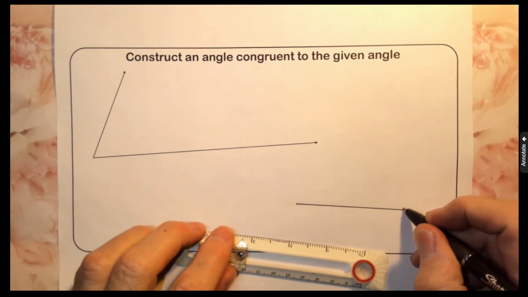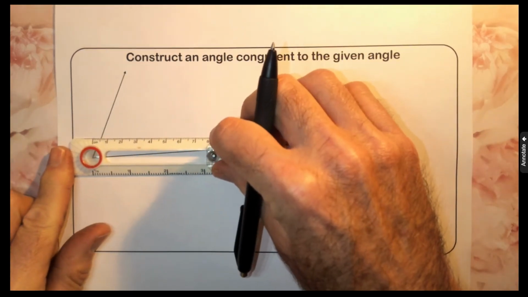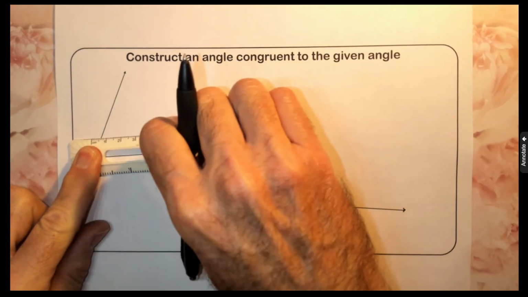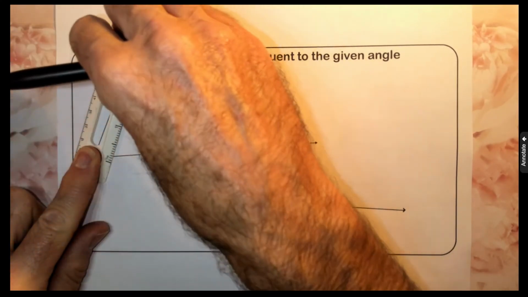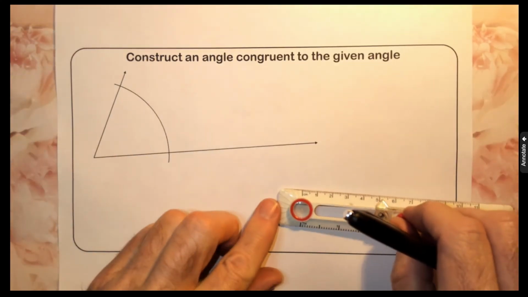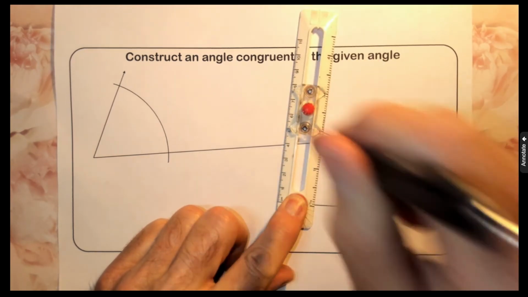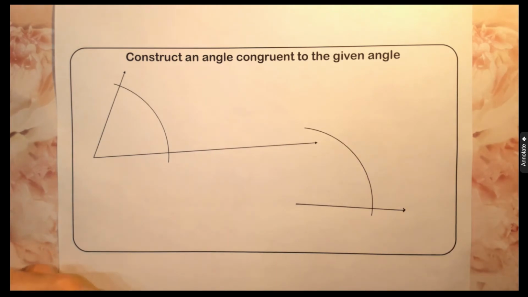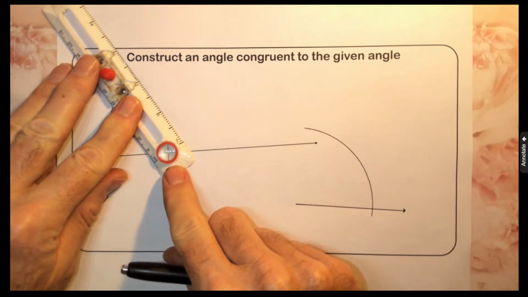He's starting by making a ray on the other side of the paper and now aligns the pivot point with the vertex of the original angle. He's swung an arc, and that arc cuts off 2 congruent segments crossing the sides of the angle twice. Now, without changing the size of the compass, he's done it again. 2 arcs that are just the same.